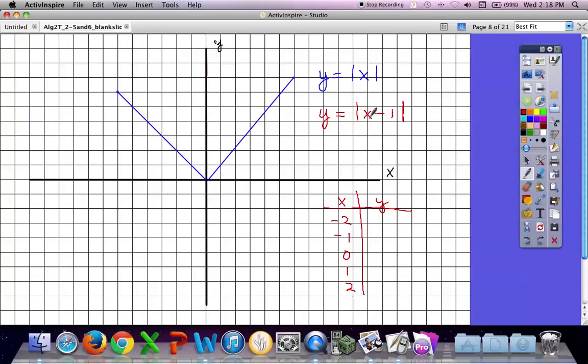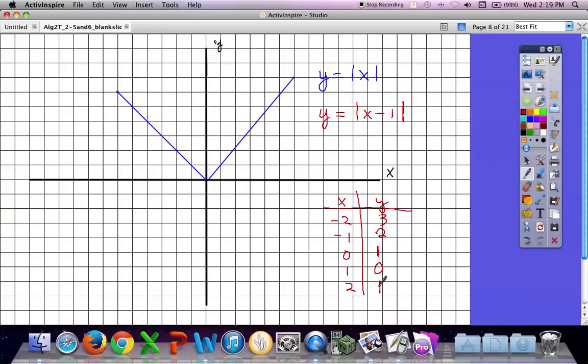So -2. -2 minus 1. -3. Absolute value of -3? 3. All right, -1 minus 1. -2. Absolute value? 2. Okay, 0 minus 1. -1. Absolute value? 1. Okay, 1 minus 1. 0. And 2 minus 1. 1. Absolute value of +1 is +1.